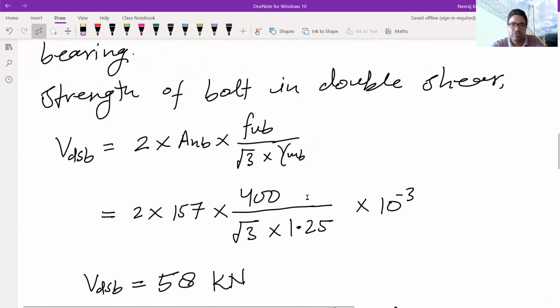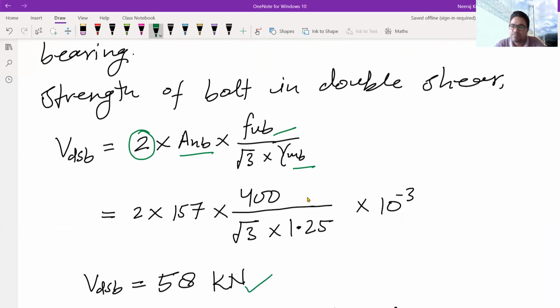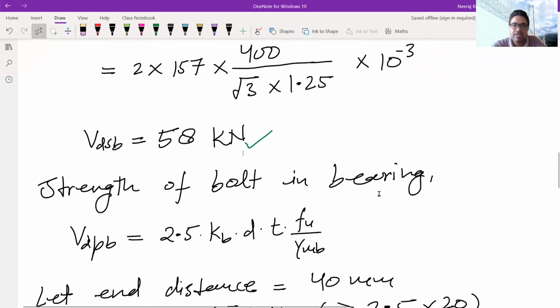We will try to find out the bolt value, which is the strength of one bolt. The strength of one bolt will be the lesser of the shearing strength and the bearing strength. So we will find out both of these. VDSB is the design shear strength. As it will be in double shear, I have already multiplied this by 2. A and B, FUB, all these values I am putting here, and then VDSB comes out as 58 kilonewton. Similarly, the bearing strength of the bolt is kb into d into t, 2.5 fu.